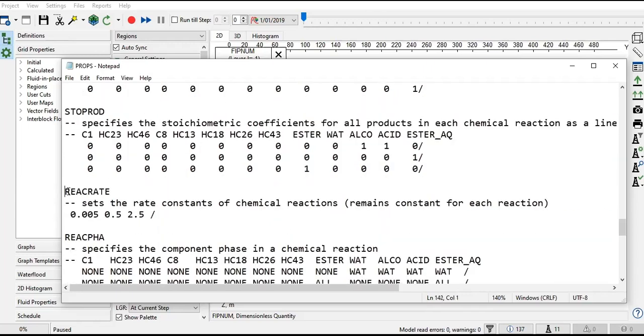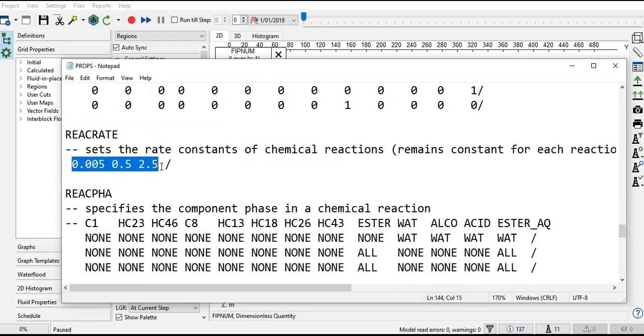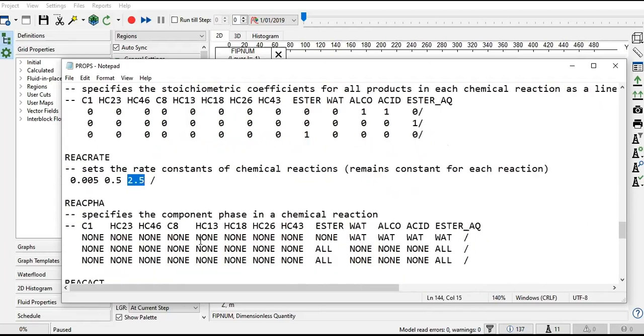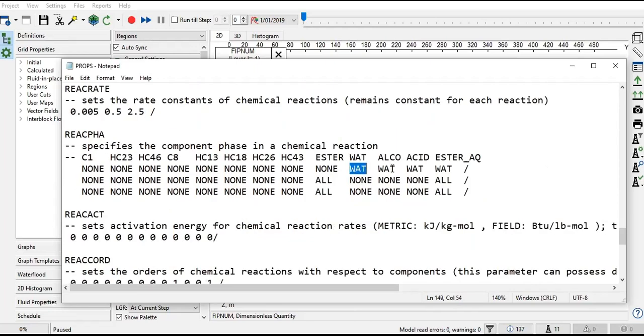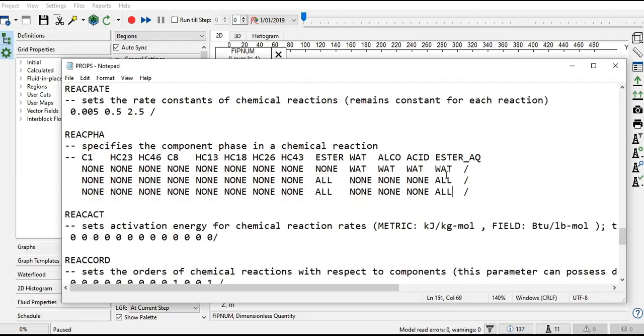And then this is the reaction rate. I mean rate constant of the chemical reaction. We have 3 reactions. So the fastest reaction will be at the reaction 3. And then this react fast. So this is to specify the component phase in chemical reaction. So you see we have water phase and ester, oil phases. Okay.